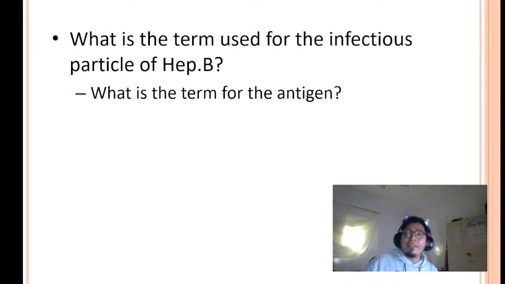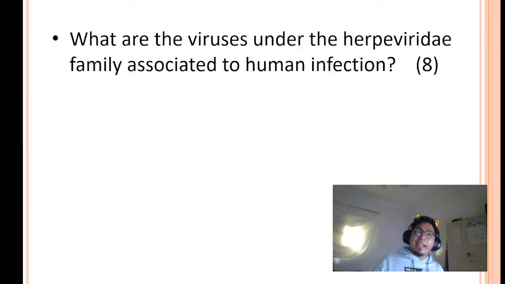What is the term used for the infectious particle of the hepatitis B virus? Well, it's called the Dane particle. The other term for this one is your Australian antigen. Wow, Australia, mate. All right, let's move on.